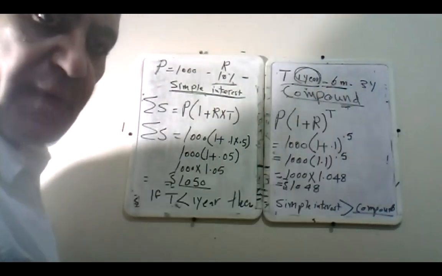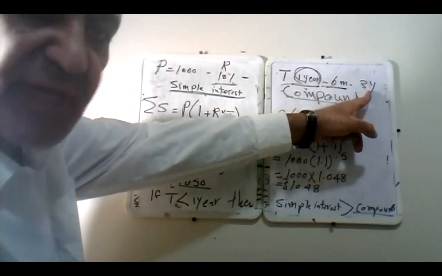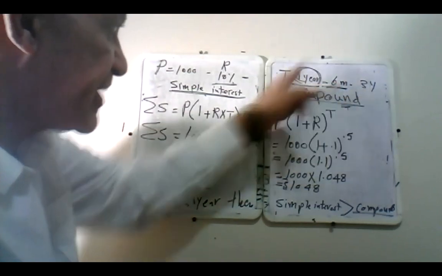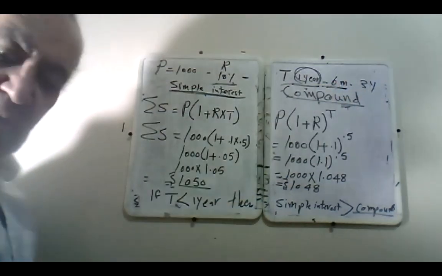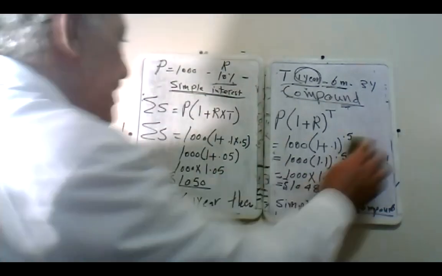Then we will move forward to the 3 years. We'll make the same example, but at 3 years, not 6 months or 1 year. Let's go and check out the results of this in the third case.